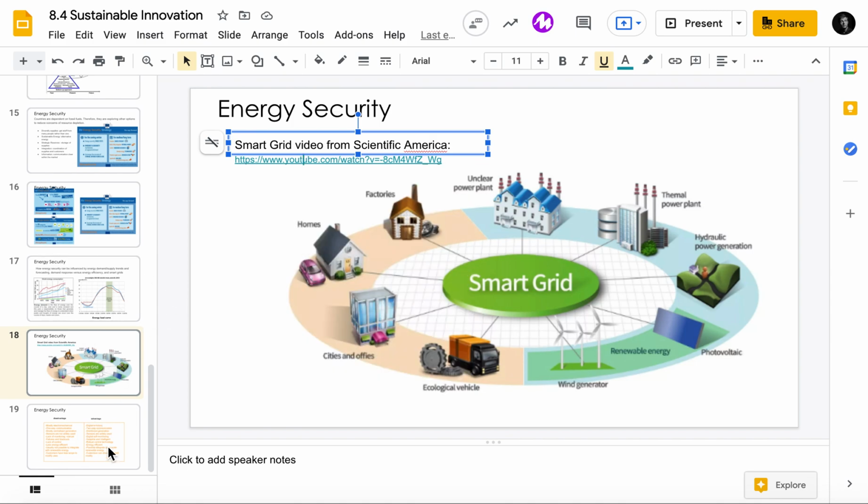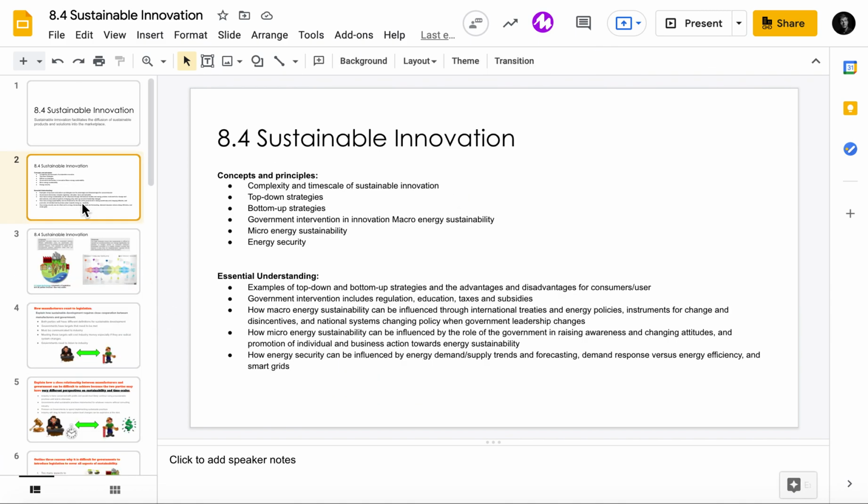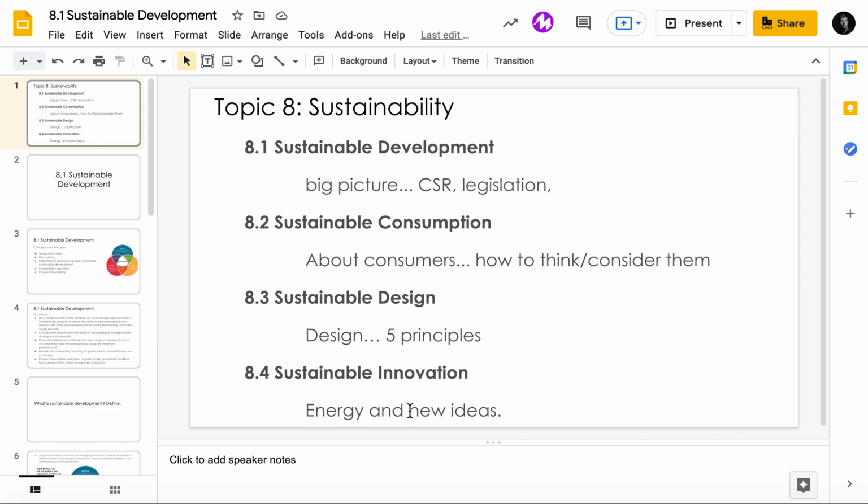Okay, so that's it. The big thing with this is it's a little bit more about the government and energy, how we can use energy more efficiently, and understanding some of these systems to make a bit of a difference, as well as top down and bottom up. Okay, so that was the end of sustainable development. You can see there's lots of connections between topic 2.